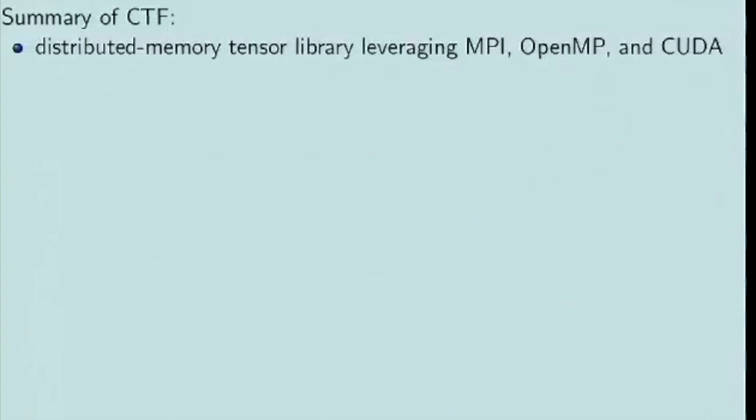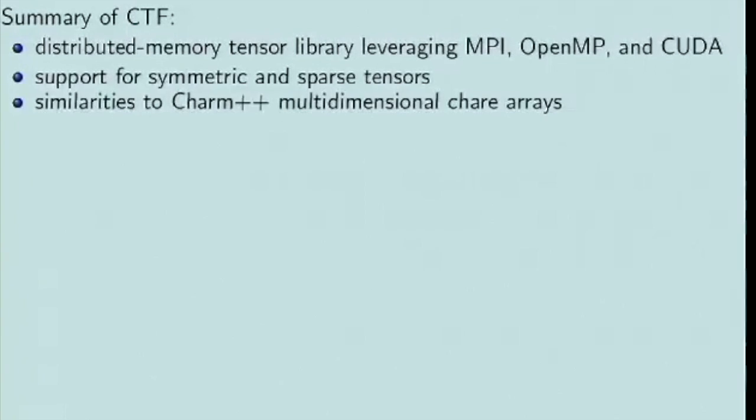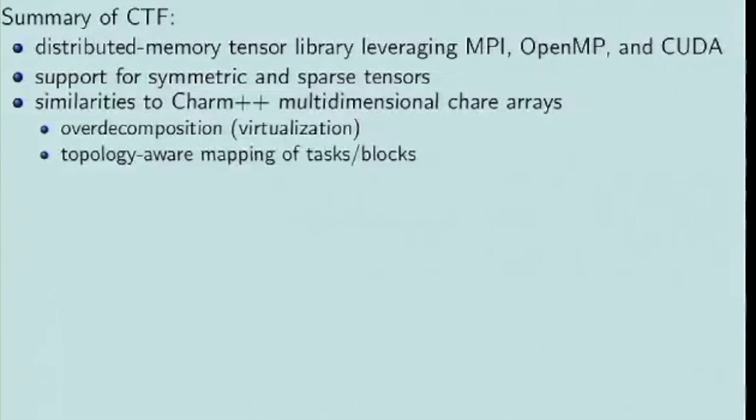Okay, so in summary, CTF is a distributed memory framework that leverages MPI, OpenMP, and CUDA. Literally the only dependencies that CTF has are MPI, OpenMP, and the BLAS. There's support for symmetric and sparse tensors, or multidimensional arrays, if you will. I wanted to talk a little bit about similarities to Charm++, which include our use of overdecomposition and virtualization, our use of topology mapping of these tasks and blocks to different processors, and also the application-driven style of development, which I think has made CTF quite usable and well documented.